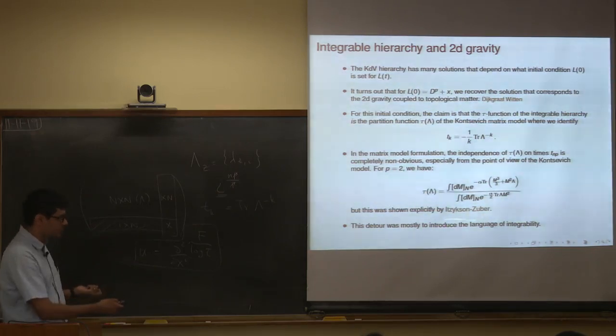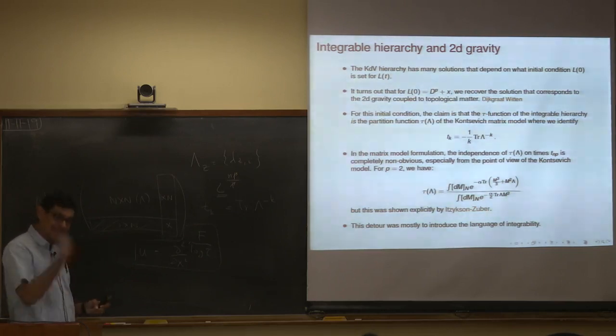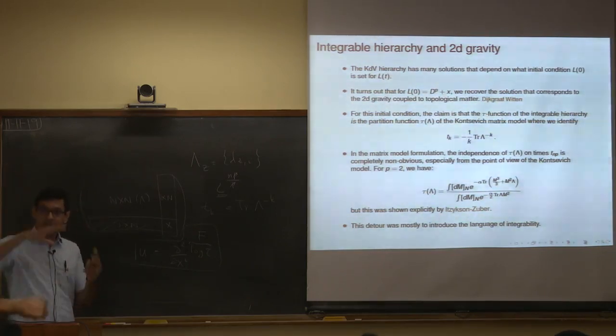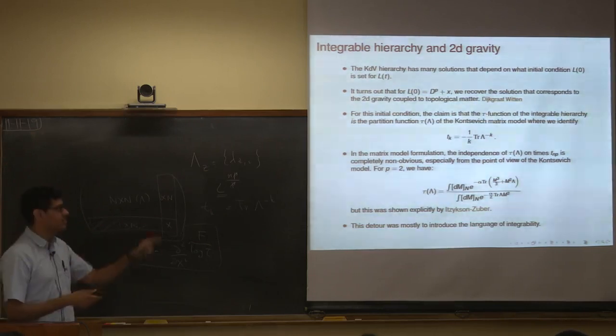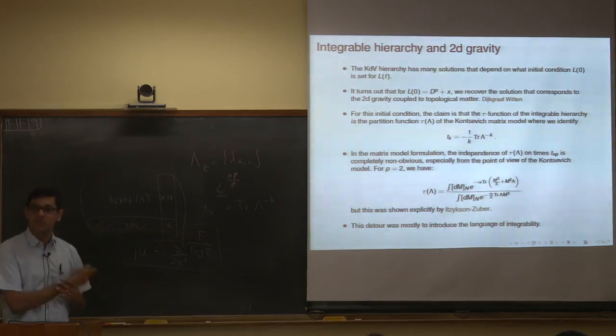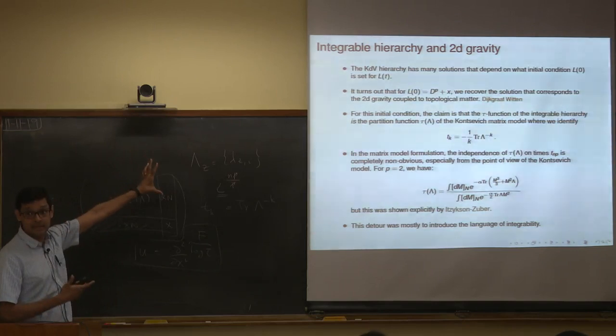And it's completely unobvious, and this was shown in gory detail in a long paper by Zixen and Zubair, where they explicitly calculated, they relate the d by d matrix variables to the d by d sources, and the d by d sources to the d by d t's. It's a lot of Schur functions and so on. So it's a hard calculation to show this, but from the integral point of view, it's very clear.